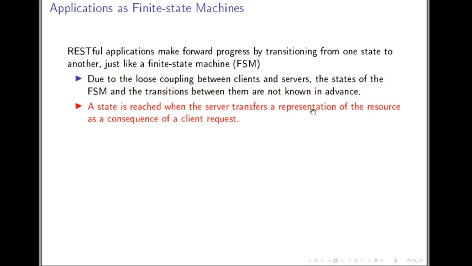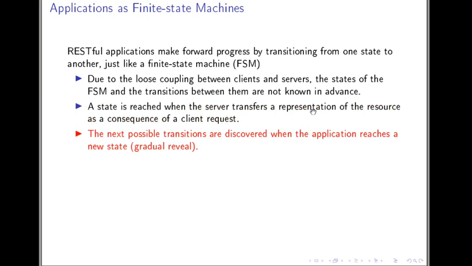The state is reached when the server transfers a representation. So if you are in a particular state, you don't know about every other state. You only know those states which are directly linked to this state. So there is no information stored in advance. That is what we mean by stateless. A state is reached when the server transfers a representation of the resource as a consequence of a client request.